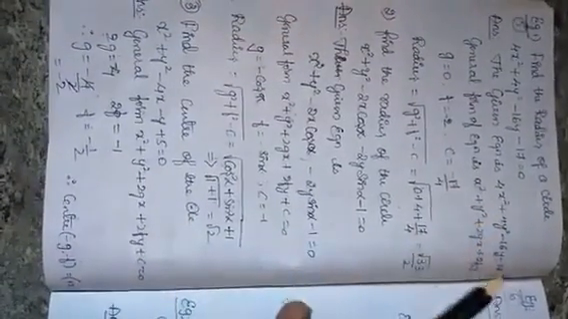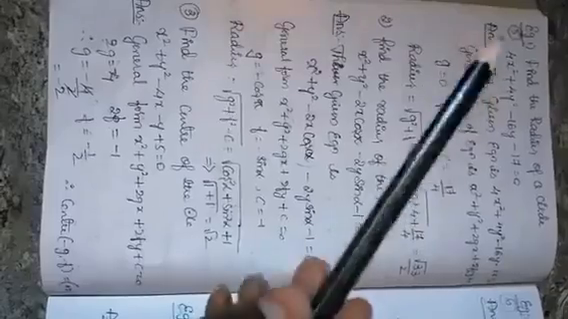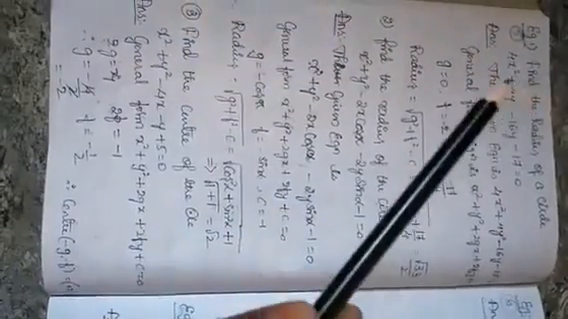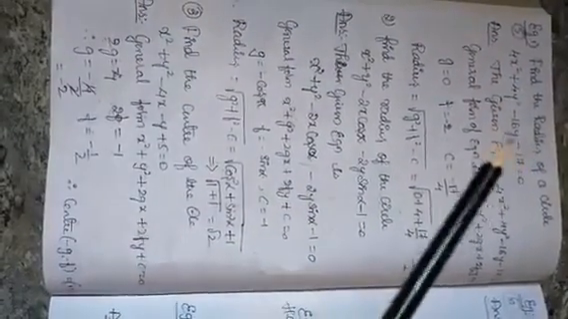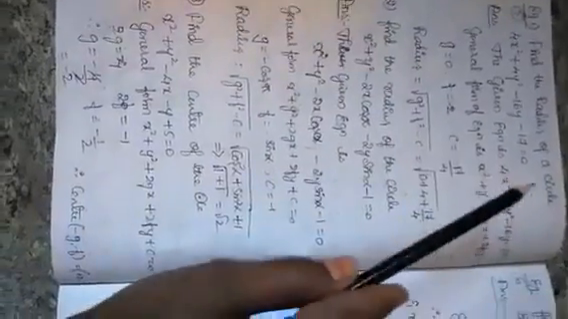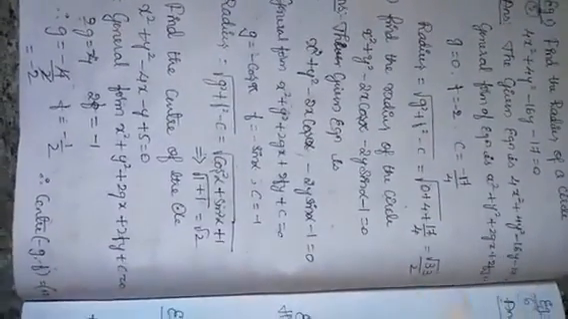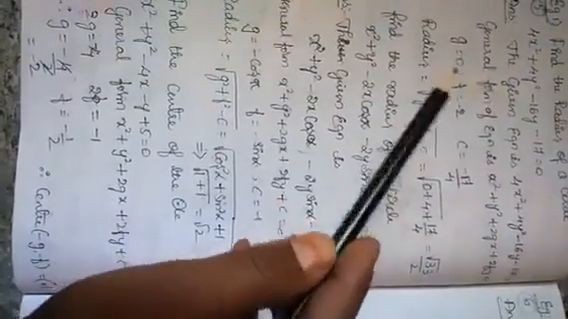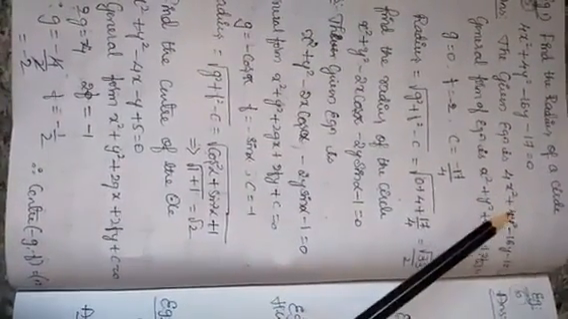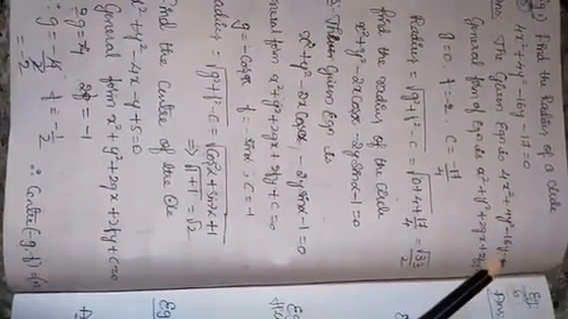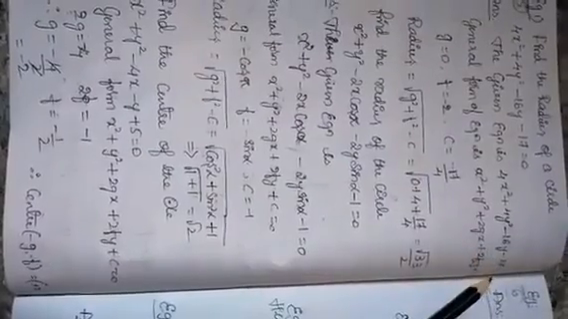Find the radius of a circle whose equation is given by 4x square plus 4y square minus 16y minus 17 equals 0. For this equation, we have to find the radius of the circle. Up to now, we studied the formulas, right? So the given equation is 4x square plus 4y square minus 16y minus 17 equals 0.